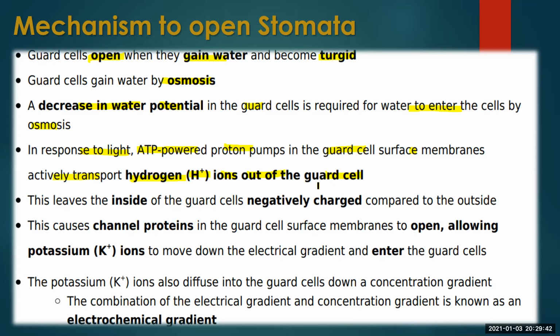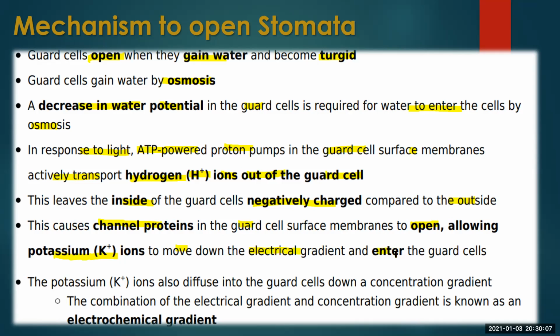What happens because of that? The inside of the guard cell becomes negatively charged, as compared to the outside. So the inside becomes negatively charged. What happens because of this? This causes the channel proteins in the guard cell surface membranes to open. And what happens because of that? This allows potassium ions to move down the electrical gradient and enter the guard cells.